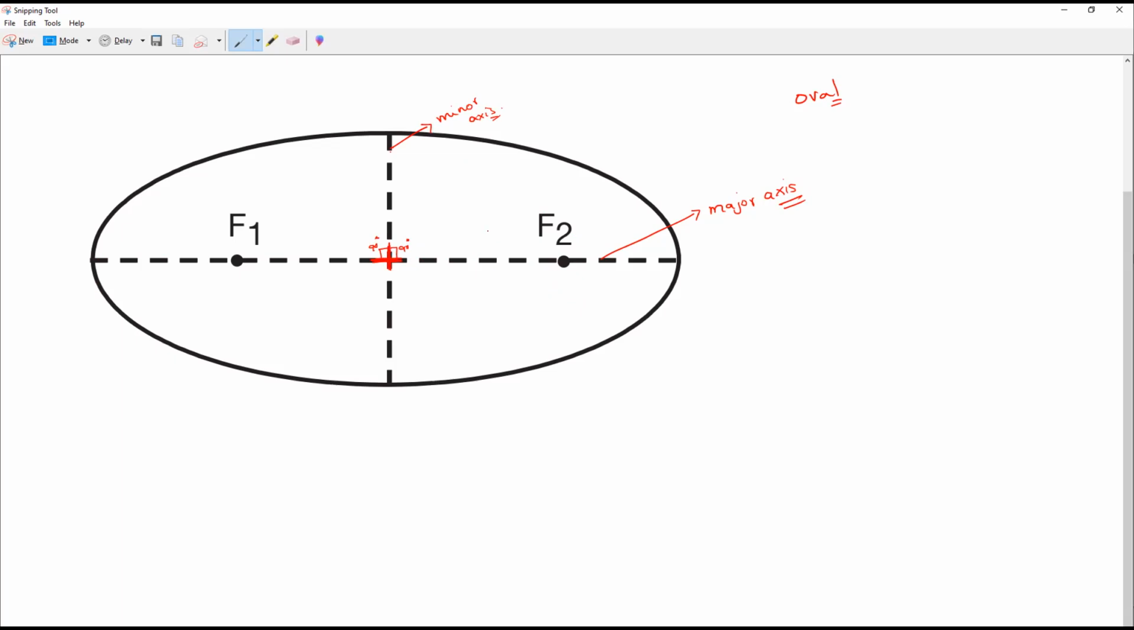Now if you see, the point of intersection of these two axes is called the center of the ellipse. Please write it. The point of intersection is called what? The center of the ellipse. Now, what is Kepler's first law of planetary motion?